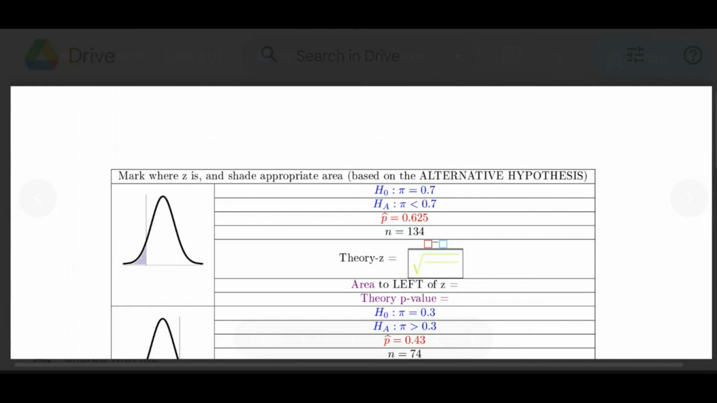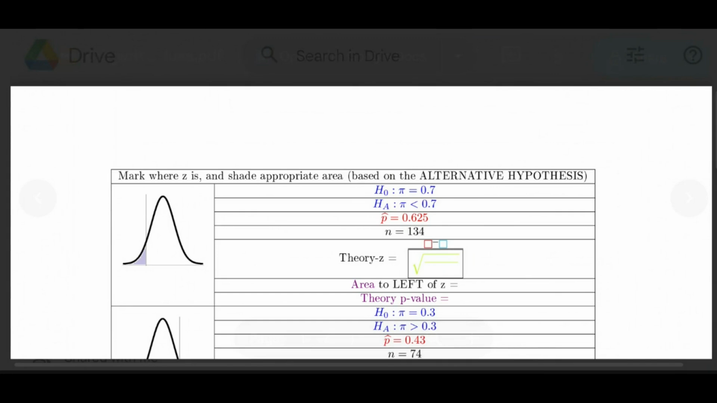So once we get the theory Z, once you calculate theory Z, make sure you round to 2 decimal places. You know why? Because the table only works up to 2. Then go use the table to give me the area and then the p-value.